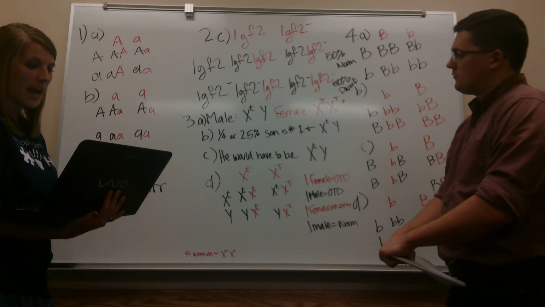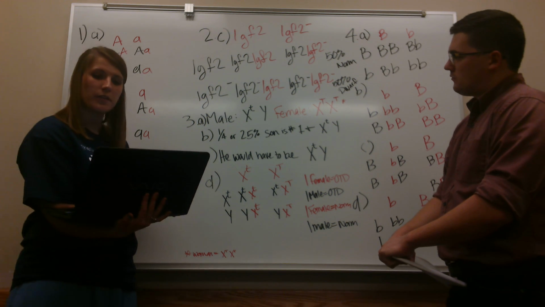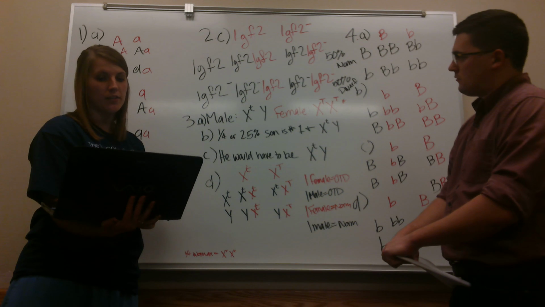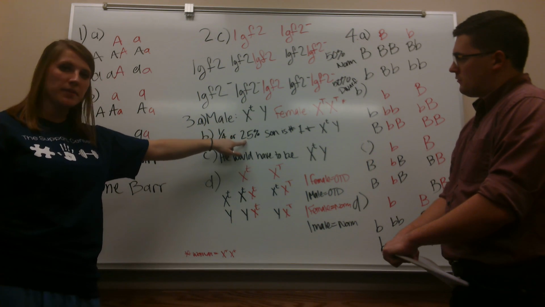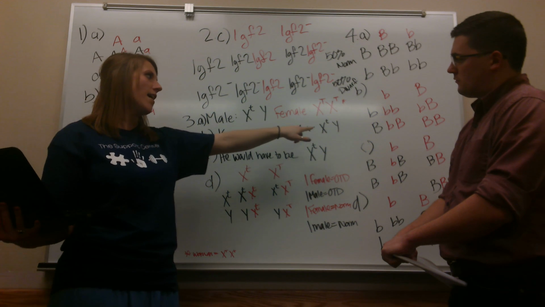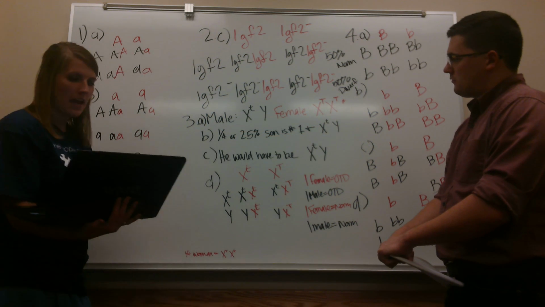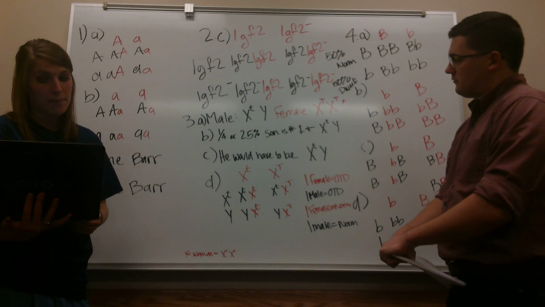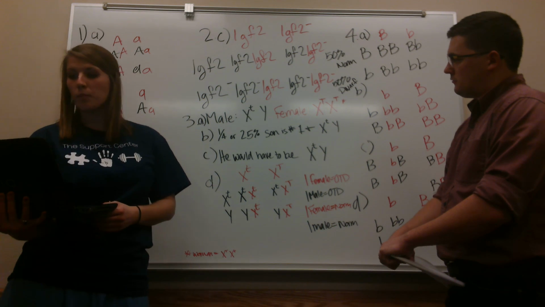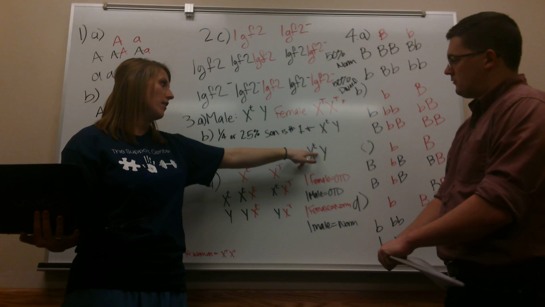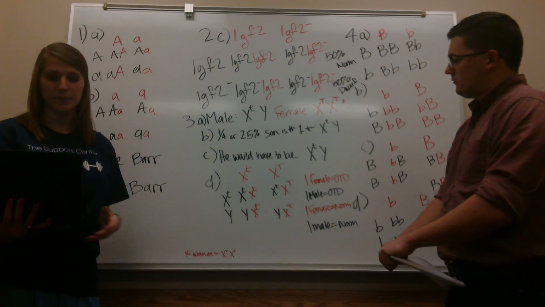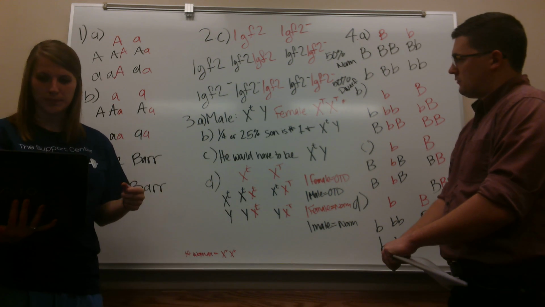Then B, if a woman has children with a man who does not have OTD, what is the chance that their first child will be a son with OTD? And so we have that there will be a 25% chance that their first child will be a son and that he will be affected. And then C, identify the genotype of the male with whom the woman could produce a daughter with OTD. So the male would have to have the affected genotype on his X chromosome.